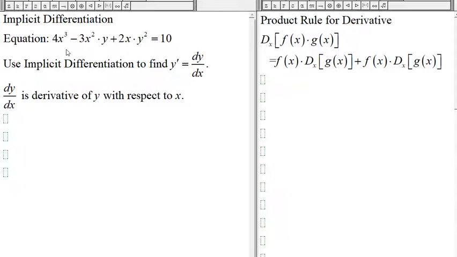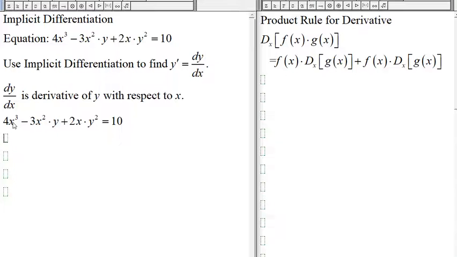Here we have the equation 4x to the third minus 3x to the second times y plus 2x times y squared equal to 10. And we want to find y prime, or the derivative of y with respect to x, using what's called implicit differentiation.